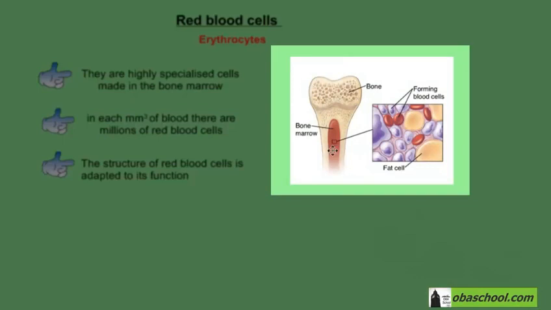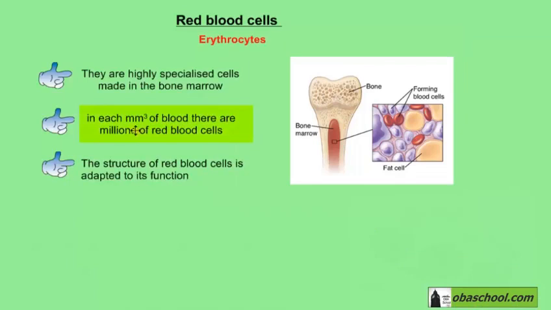Here, for example, we have the bone. This part on the inside is called bone marrow. If we magnify it, we see white blood cells being made and red blood cells being made. So the bone marrow is where the red blood cells are made. Also, it is where the white blood cells are made. But our focus right now is on the red blood cells.